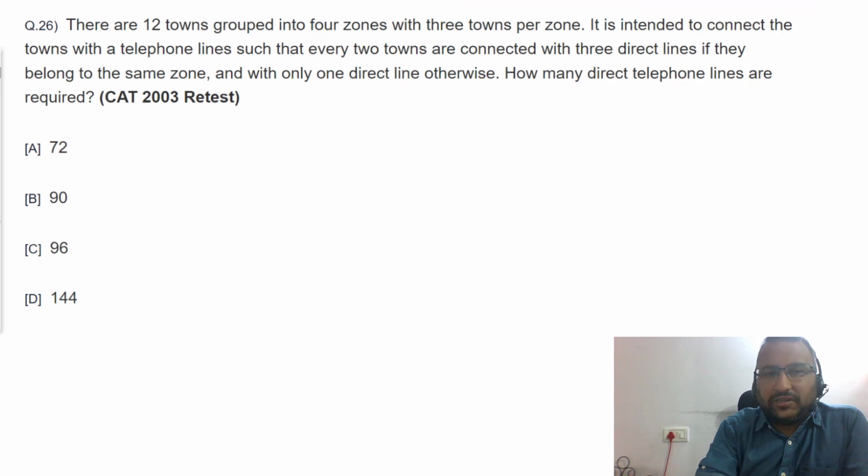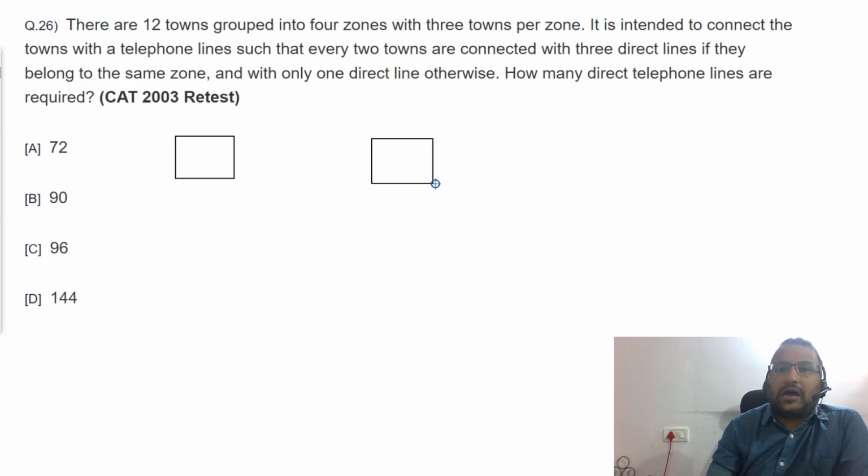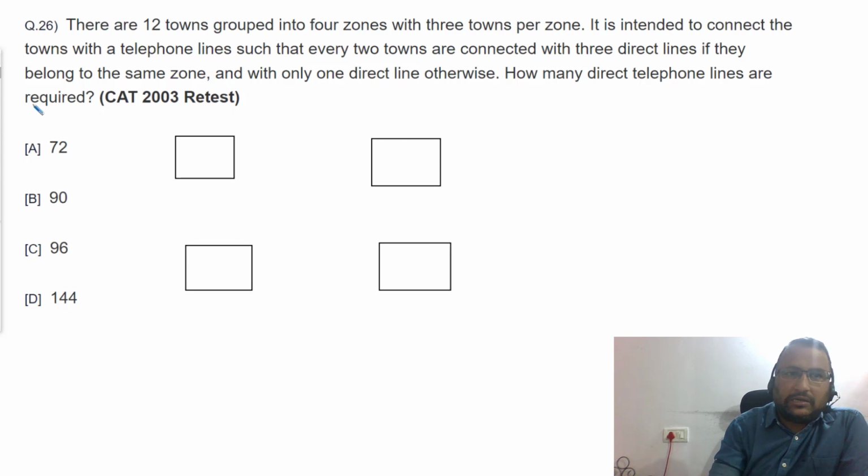The next question is from CAT 2003. There are 12 towns grouped into 4 zones with 3 towns per zone. Let's have a look at it. These are 4 zones. In each zone there are 3 towns.